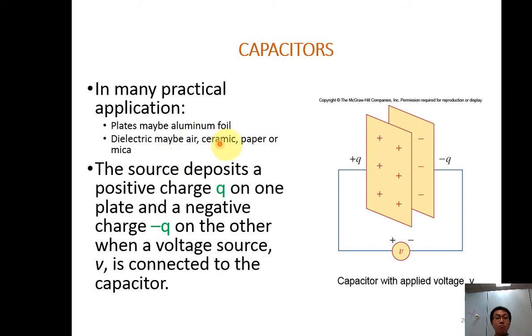The dielectric may be air, ceramic, paper, or mica. So the source deposits a positive charge on one plate and a negative charge on the other plate when the voltage source is connected to the capacitor. When the voltage is connected to the capacitor, positive gives us positive charge, negative gives negative charge here.